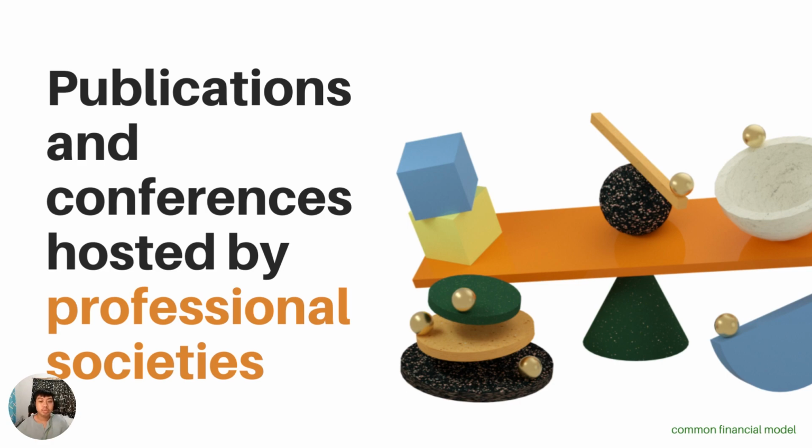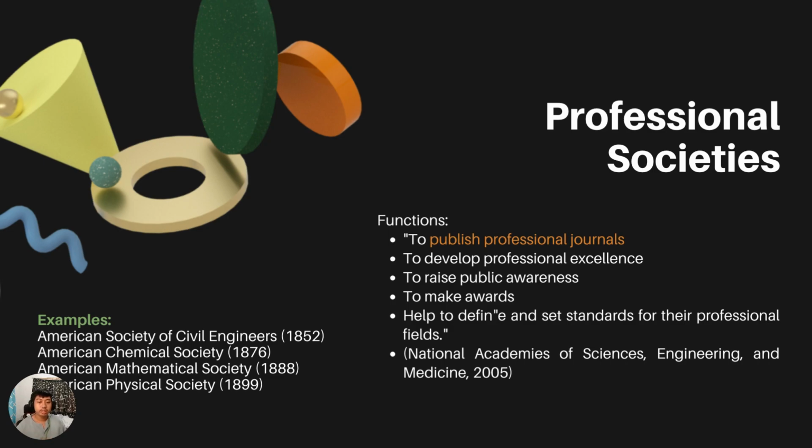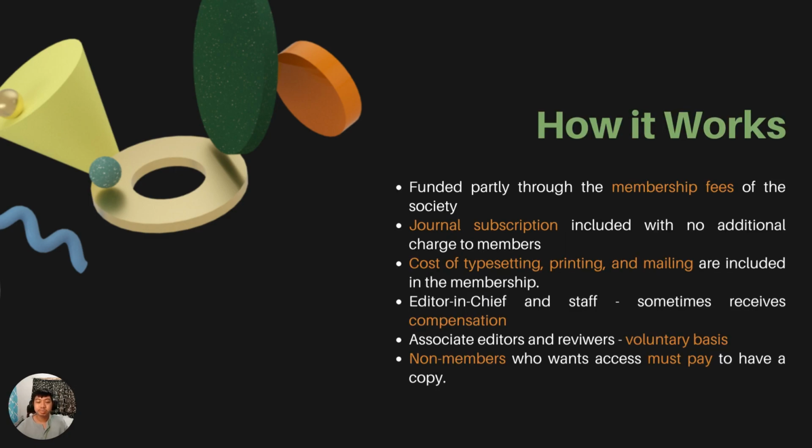Publications and conferences hosted by professional societies. So first, professional societies. Its functions are to publish professional journals, to develop professional excellence, to raise public awareness, to make awards, help define and set standards for their professional fields. And examples of professional societies are the American Society of Civil Engineers, American Chemical Society, American Mathematical Society, and American Physical Society.